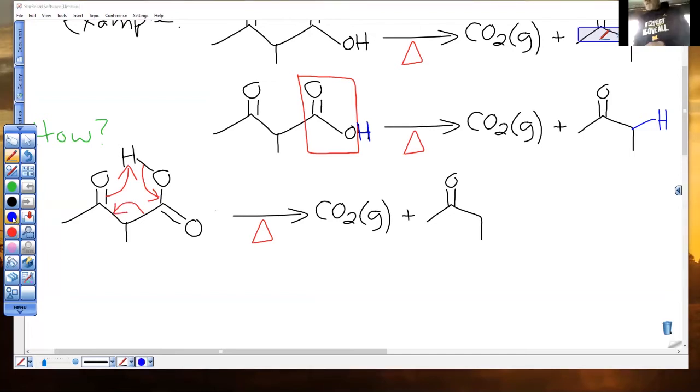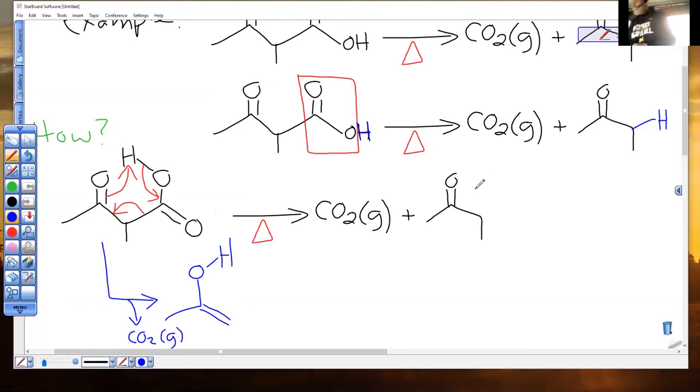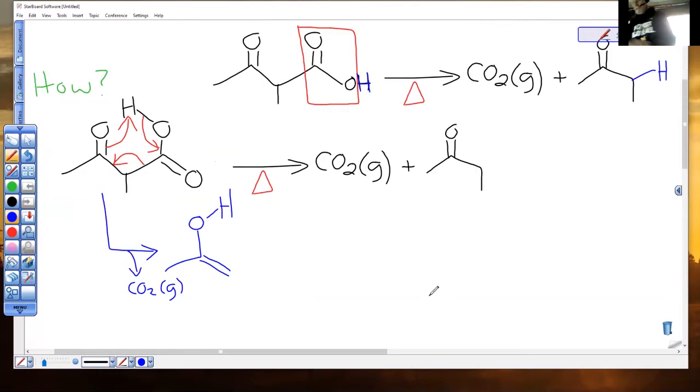Can you guess what that intermediate is? Well, it's got an O with an H up here and a C double bond to C there. And your CO2 was also made at the same time, and it's an entropy-driven reaction. And this is an enol. It is the tautomer of this ketone.